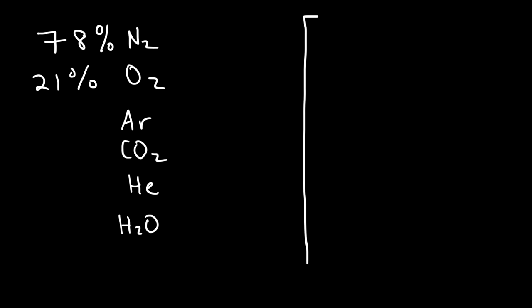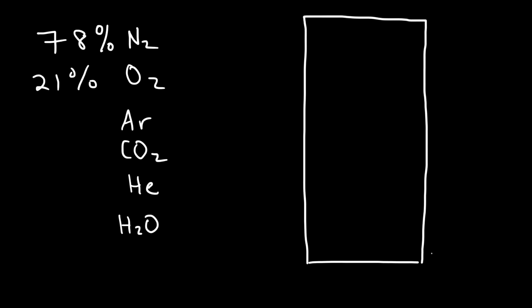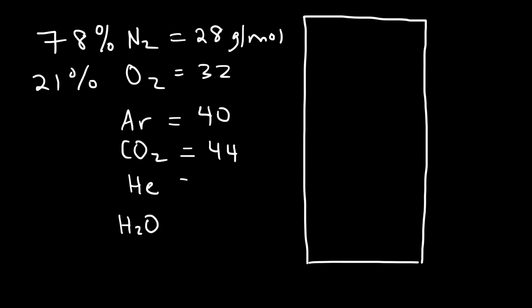Now, let's say you have a column of gas molecules. Where will these gas molecules be present if you have a very, very tall column? What you need to understand is that heavy gas molecules tend to sink down. Lighter gas molecules tend to rise to the top of the column. So nitrogen has a molar mass of 28 grams per mole. The molar mass of oxygen is about 32. Argon is roughly 40. CO2 is 44. Helium is about 4. And water is about 18.